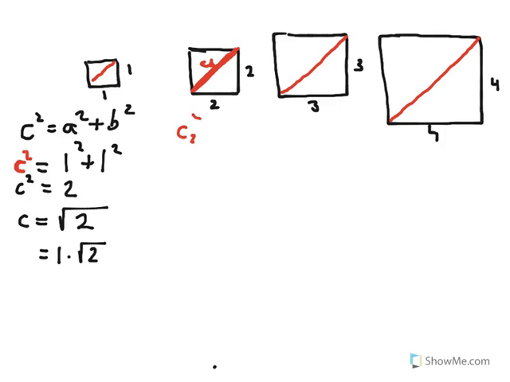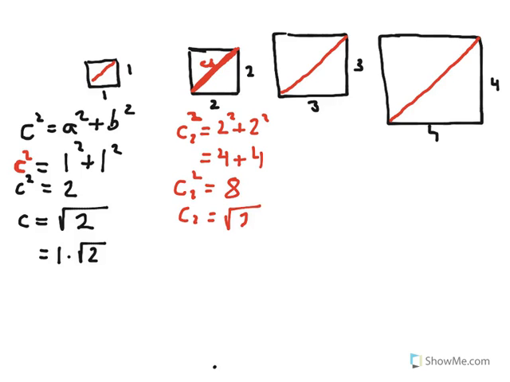c2 squared is the same as a squared plus b squared, which is 2 squared plus 2 squared. 2 squared is 4, plus 2 squared is 4. So c2 squared is 8. So c2, the hypotenuse for the square that's 2 centimeters long, must be the square root of 8.